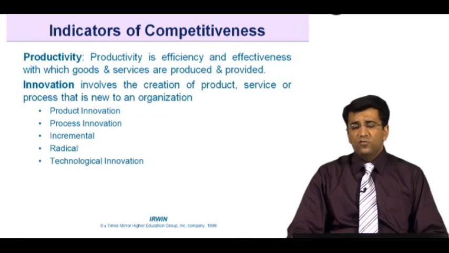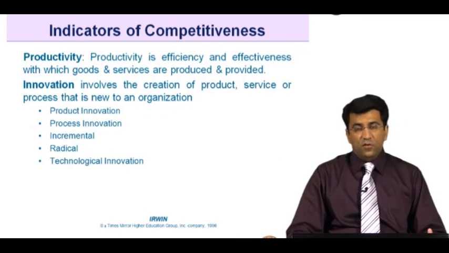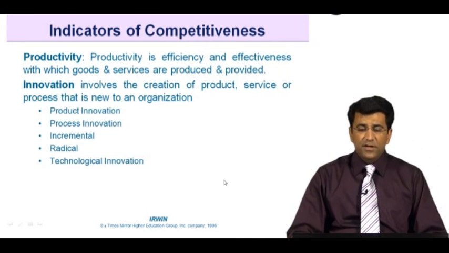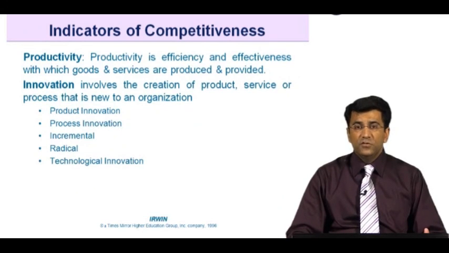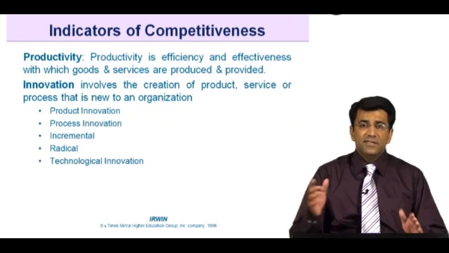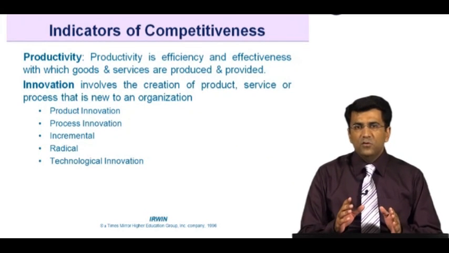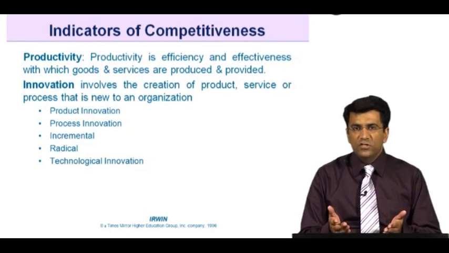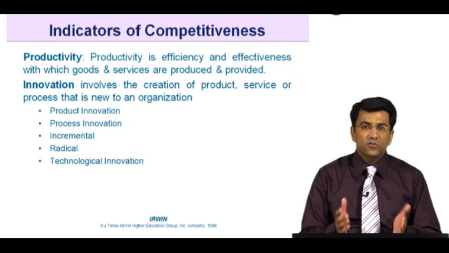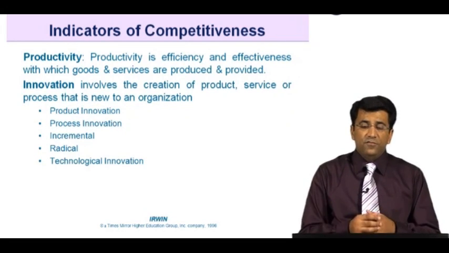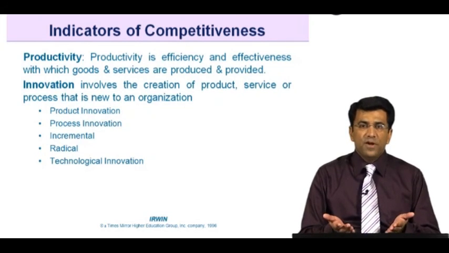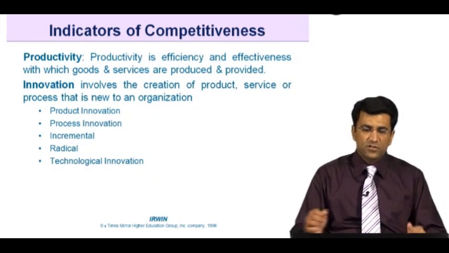Okay, let's talk about some of the indicators of competitiveness. As we have already talked about, productivity is a very important indicator of competitiveness, and productivity is the efficiency and effectiveness with which goods and services are produced and provided. We have already discussed that there is an interrelationship between competitiveness and productivity. If we are able to achieve competitiveness, then of course it will help to enhance the productivity in the organization. And the other way around, if we are able to achieve productivity, then it will lead to some sort of competitive advantage or competitiveness for the organization.